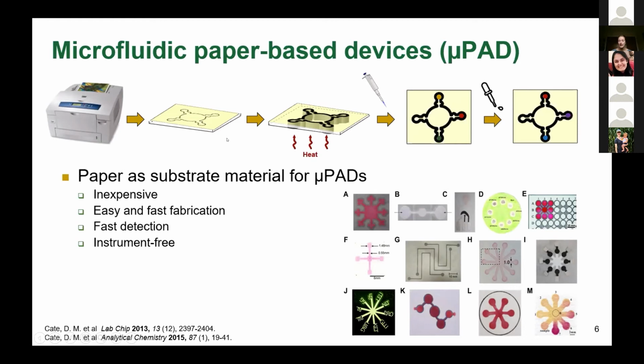And the ink has wax in it. So when we set it on a hot plate and add some heat, the wax will go through the paper and create hydrophobic boundaries. Then we can add different reagents. So here we've added some reagents in the outer corners.